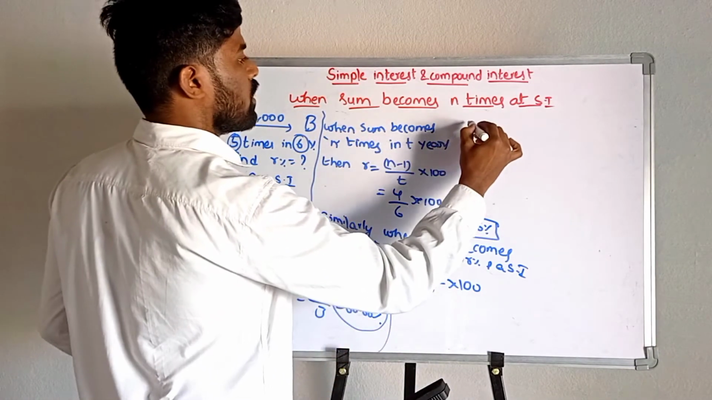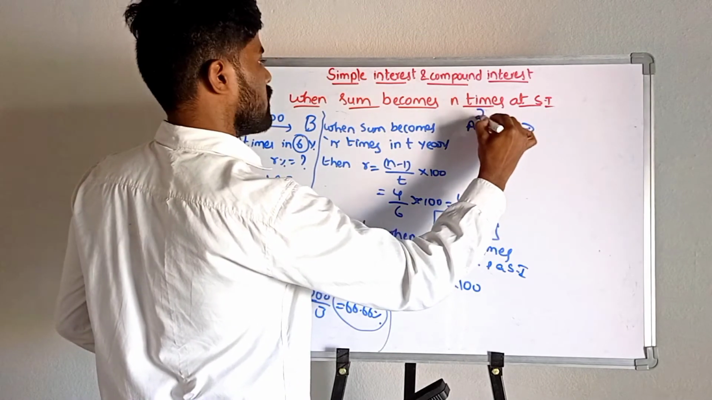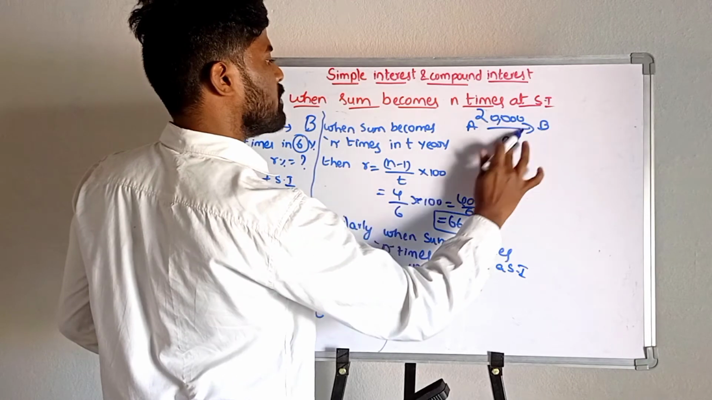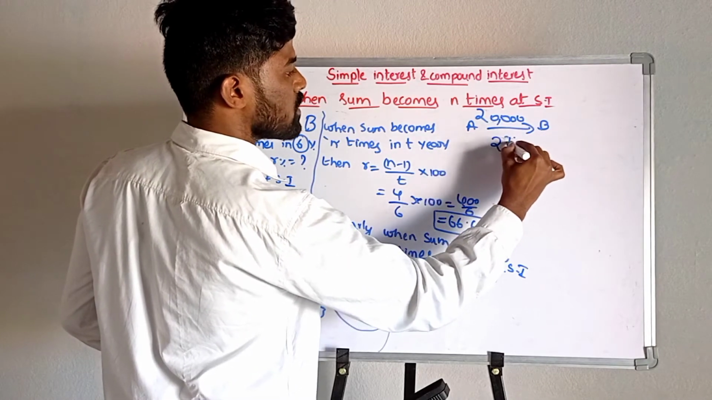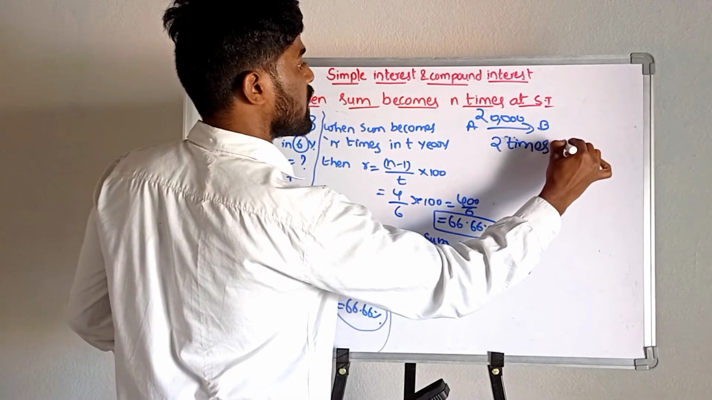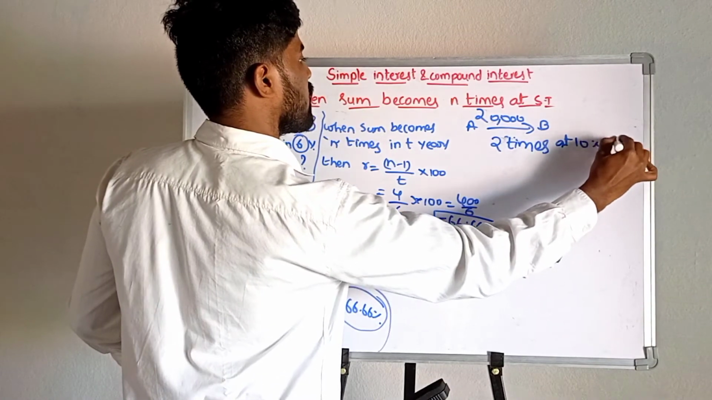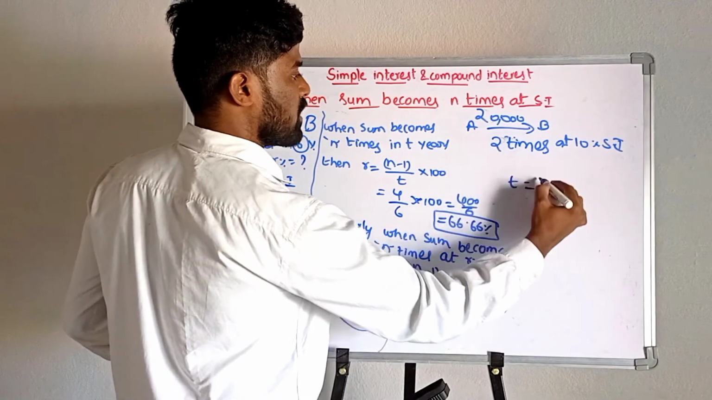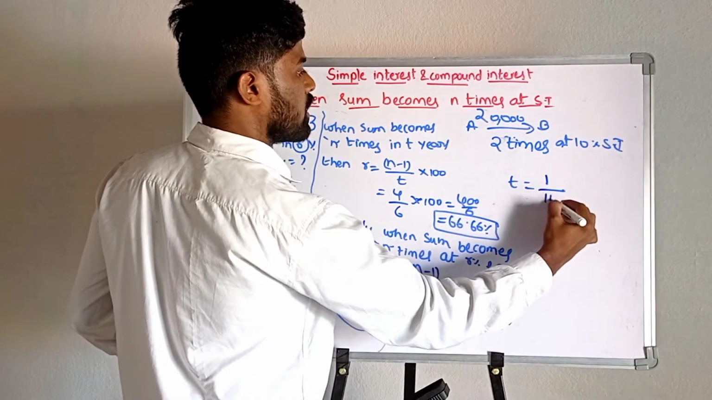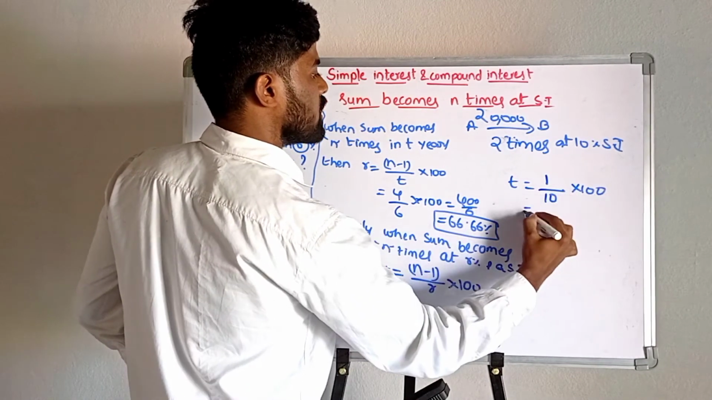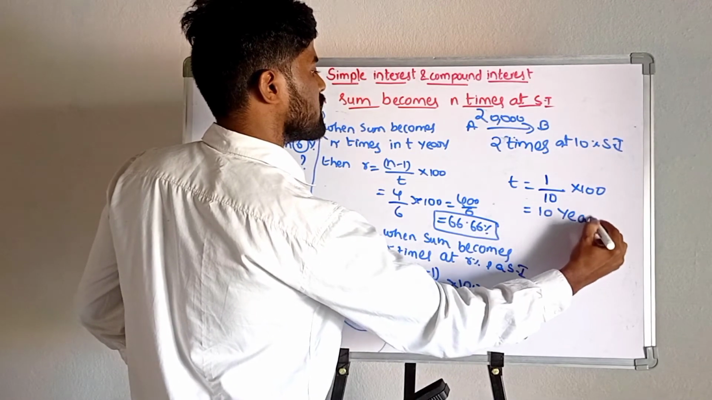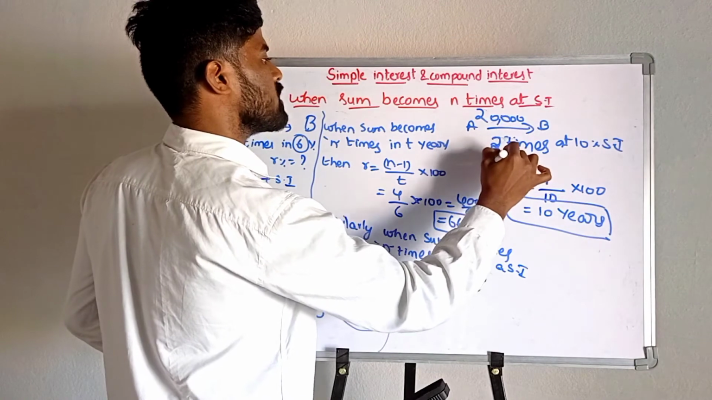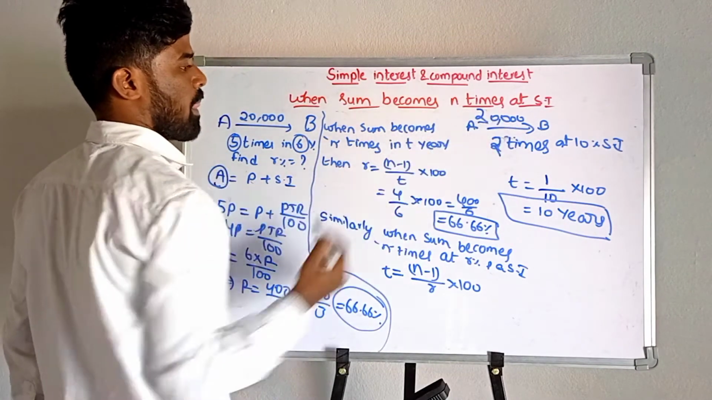For suppose A gave 20,000 to B and it becomes 2 times at 10% simple interest. For finding t, t is equal to (n minus 1), 2 minus 1, 1, divided by r, 10, into 100, that is equal to 10 years. That means here time t is 10 years. In 10 years it becomes 2 times the principal.